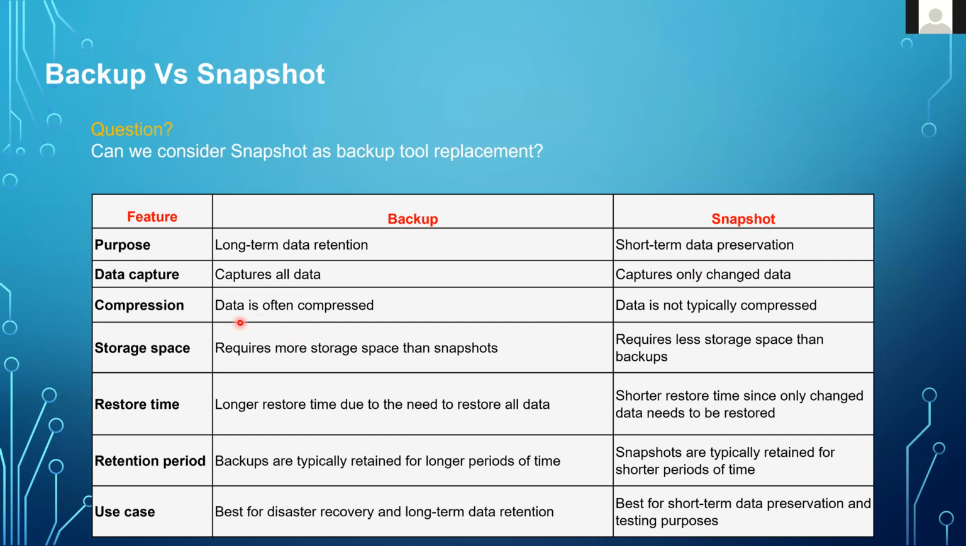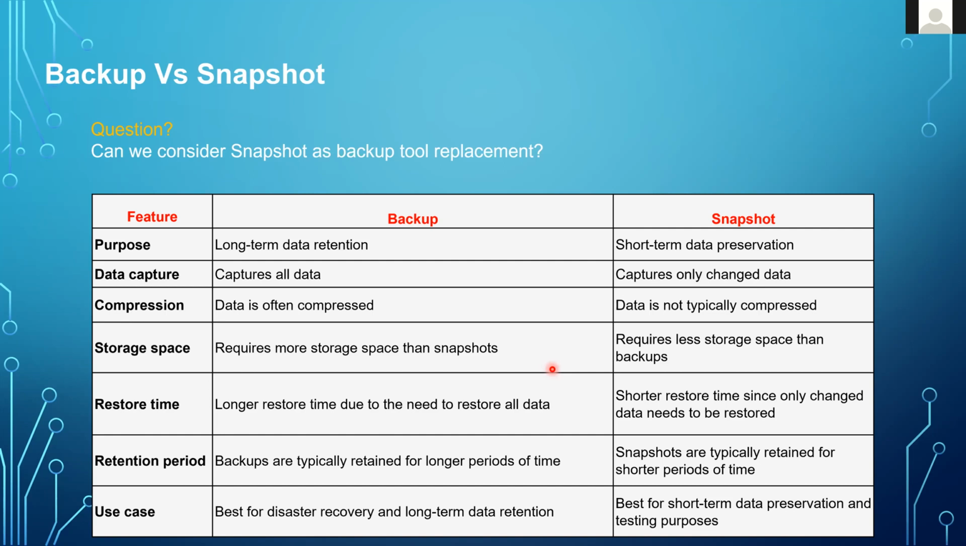And compression: in backup, compression can be used in backup technologies. We have different backup tools available, so we can use deduplication, compression, and all different features. But in snapshot, it is typically not compressed. It's just simple data. And in backup, for storage space, we require more storage space than snapshot because we are copying all the data to the storage medium. So we need more space.